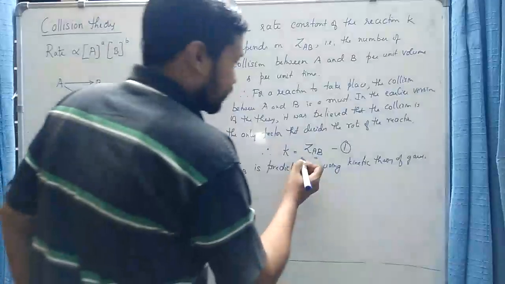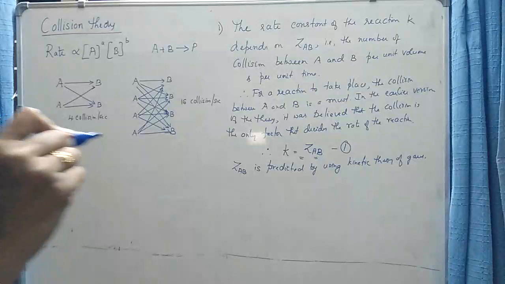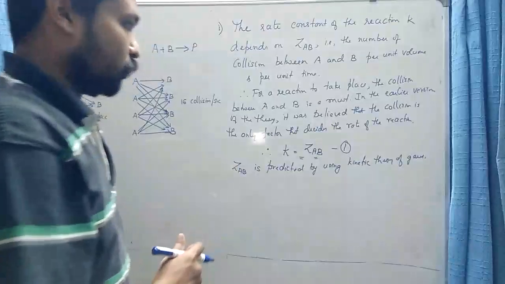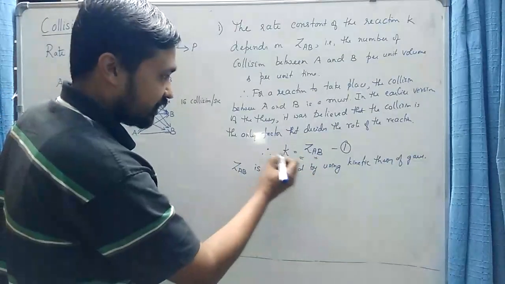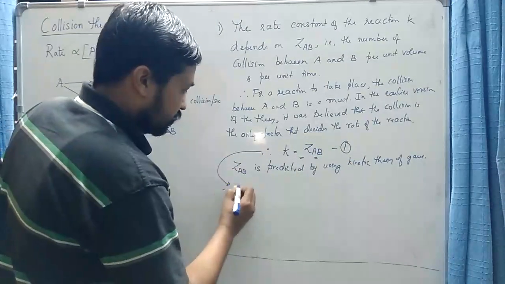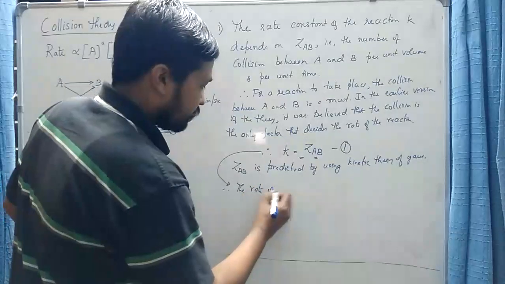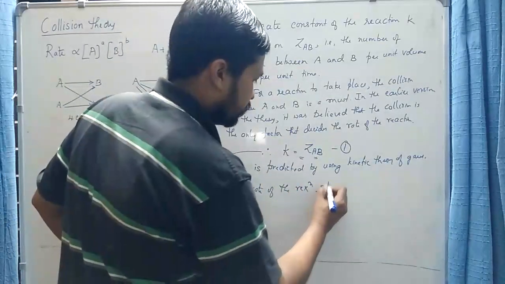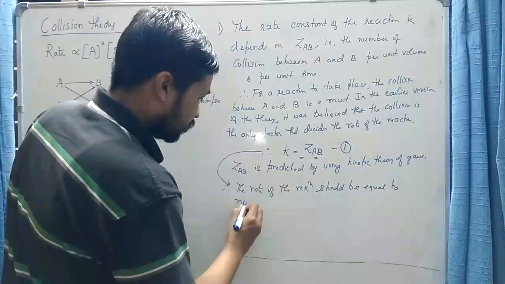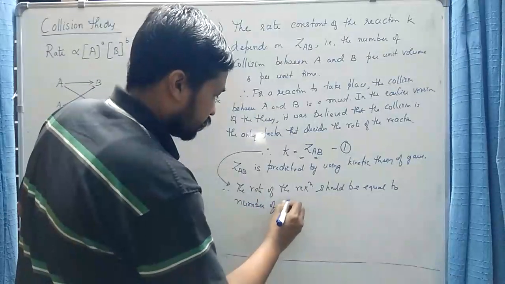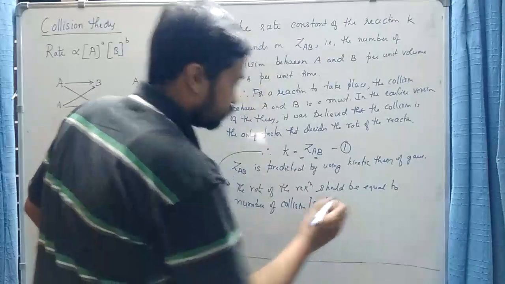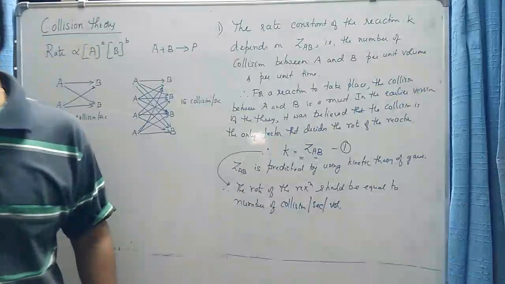So they modified this equation by introducing this Arrhenius pre-exponential factor e to the power minus Ea by RT into equation 1. So what is equation 1 stating? You can state equation 1 as, therefore, the rate of the reaction should be equal to the number of collisions per unit second per unit volume. This is the statement of equation 1.